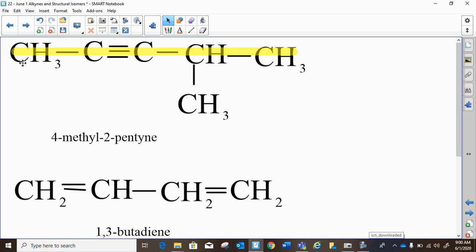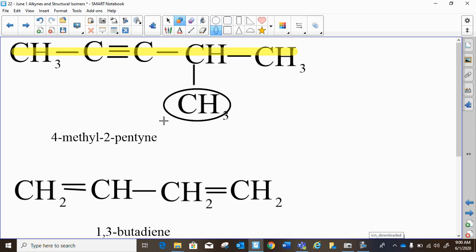So I'm going to start numbering over here. 1, 2 is where that triple bond starts. If I start numbering from the right, 1, 2, 3 carbons is where the triple bond starts. So in this case, I have to number from the left, 1, 2 for that multiple bond, and then off the fourth is a methyl group. And that's what this is right here, the methyl group.